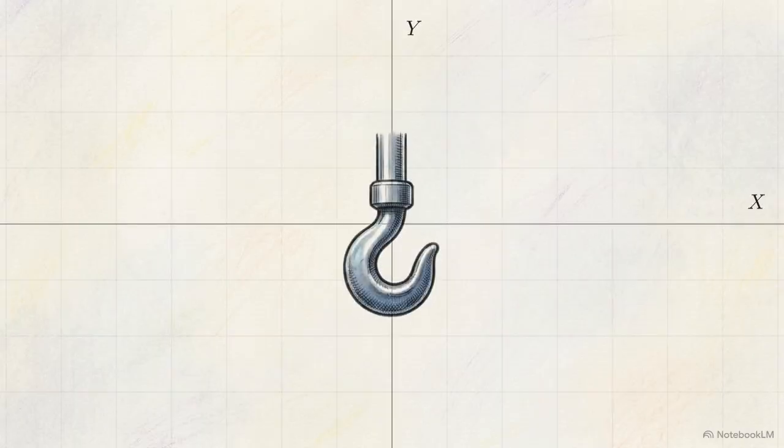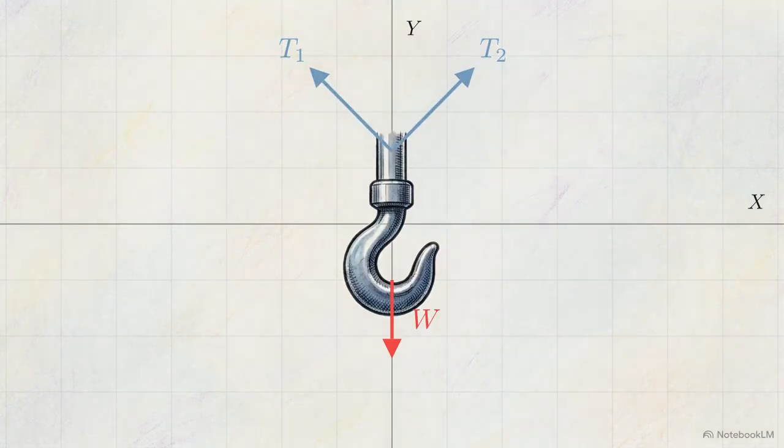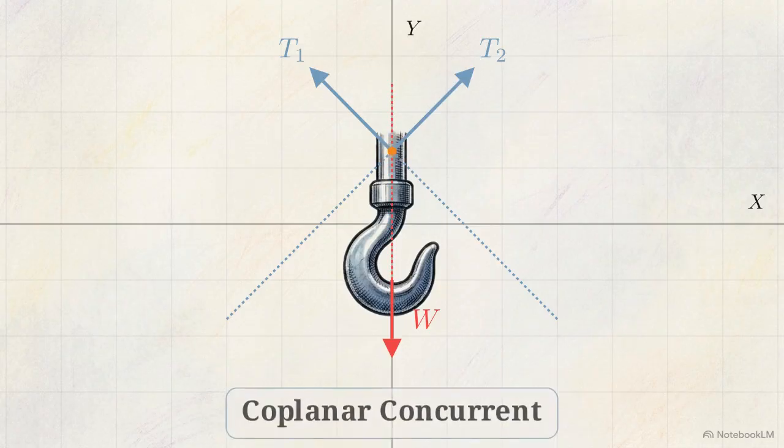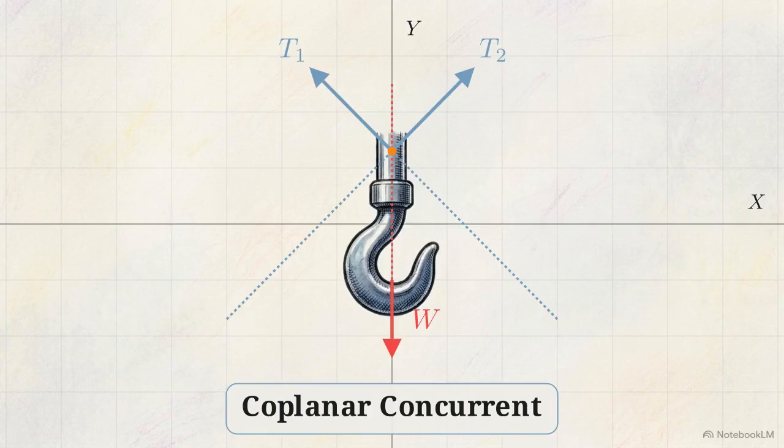Let's start with 2D systems. This schematic shows a crane hook. The weight of the load is pointing straight down, while the tension in the chains pulls upward and outward. All of this happens on one flat plane. If we extend the imaginary lines of action for all three of these vectors, they intersect right here at a single central point. Because they share a plane and share a point, this is a coplanar concurrent system.